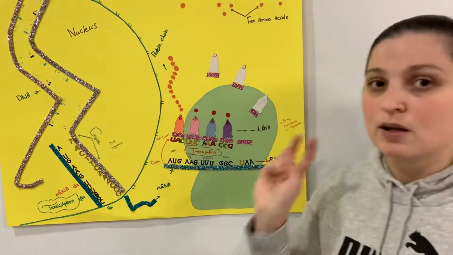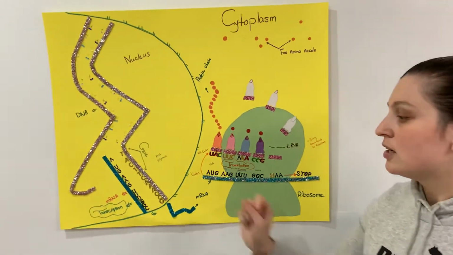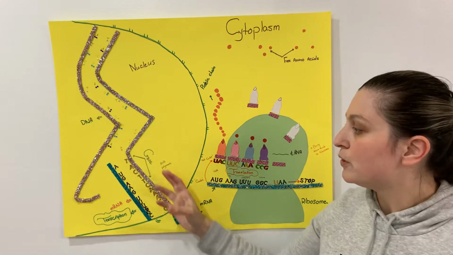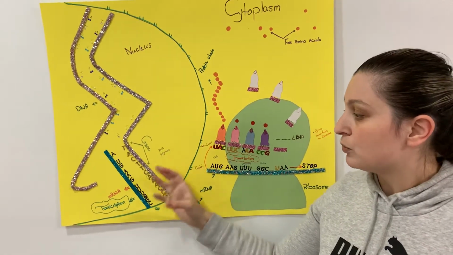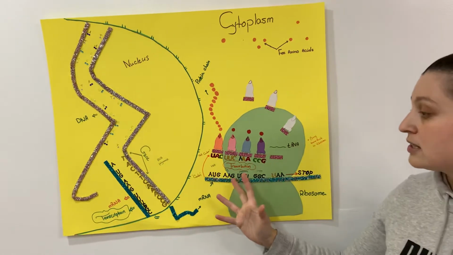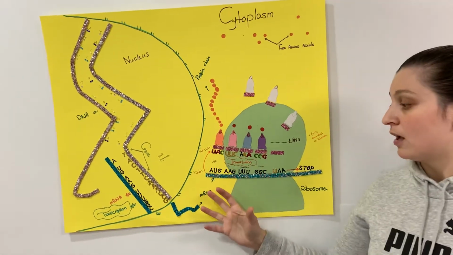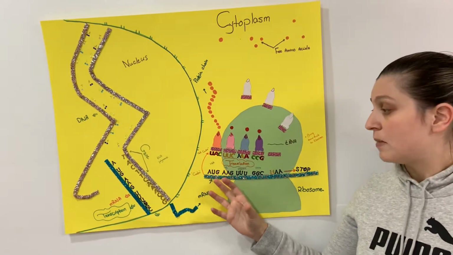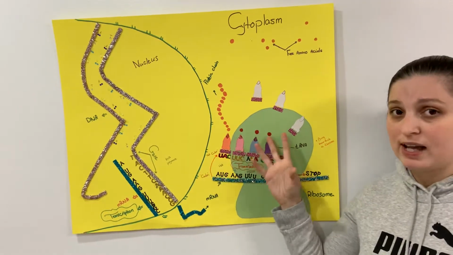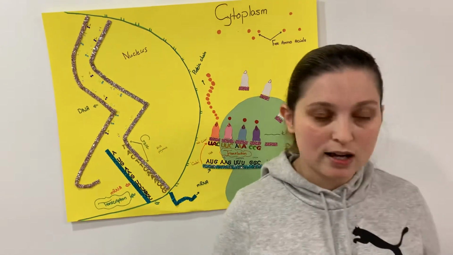So as we said, protein synthesis has two stages: transcription, which is copying of the DNA gene through RNA polymerase to messenger RNA, and translation. Translation happens in the ribosome, which is the translation of the messenger RNA codes to amino acids. So this is protein synthesis.